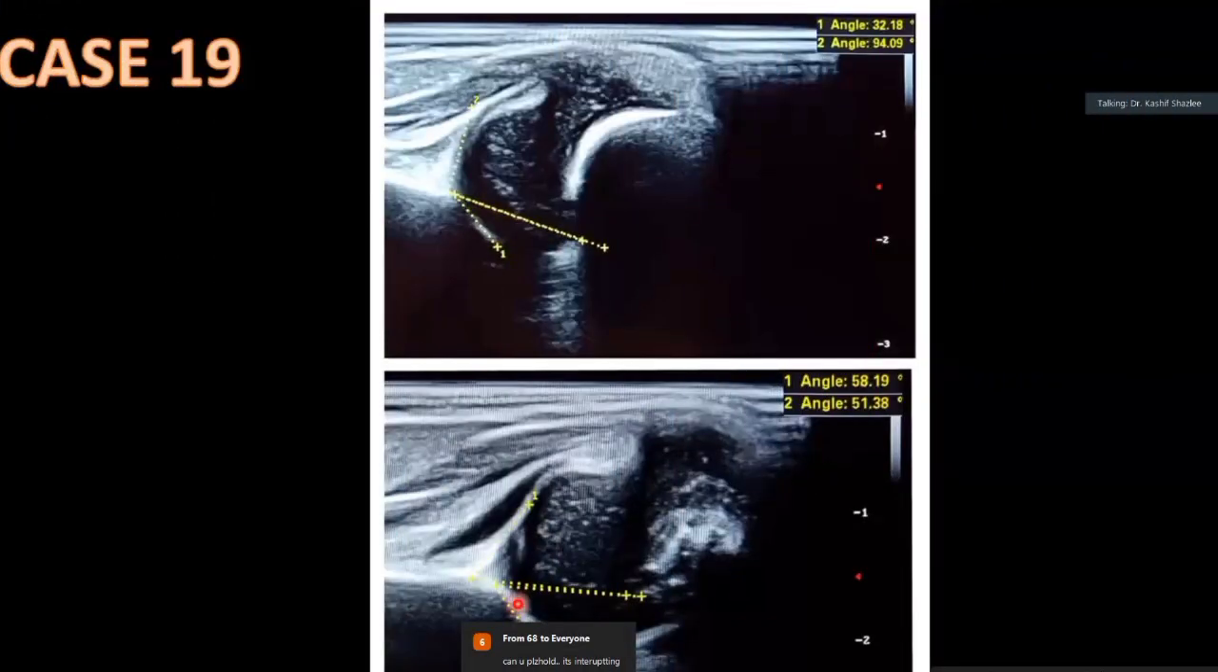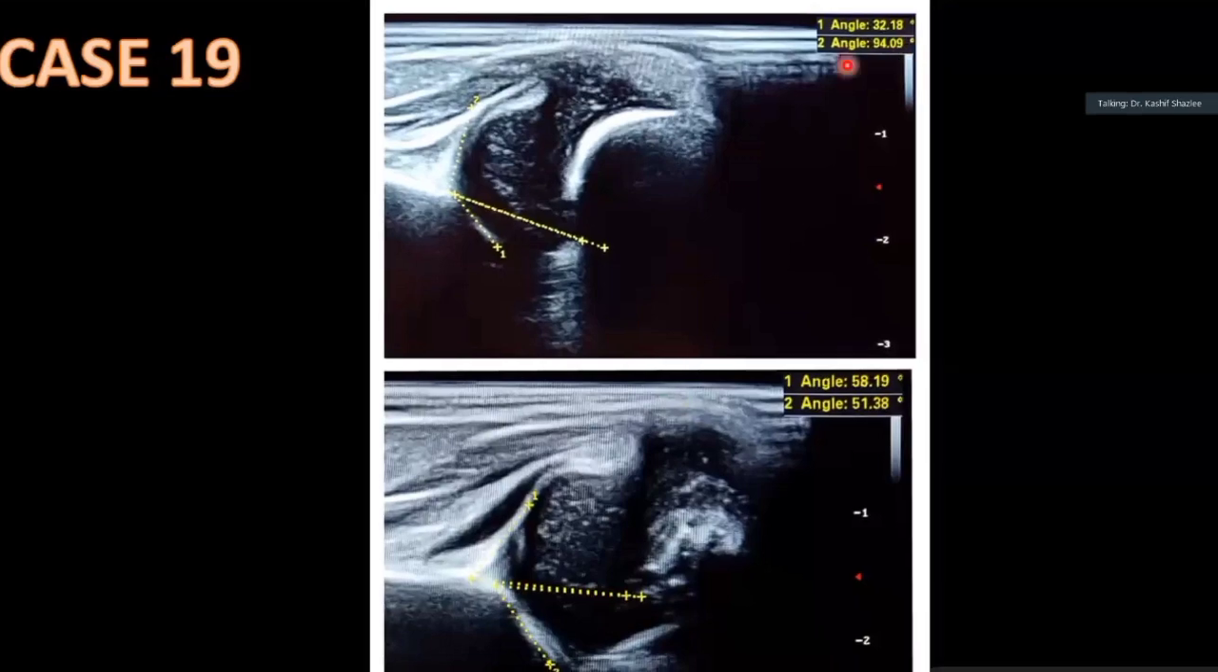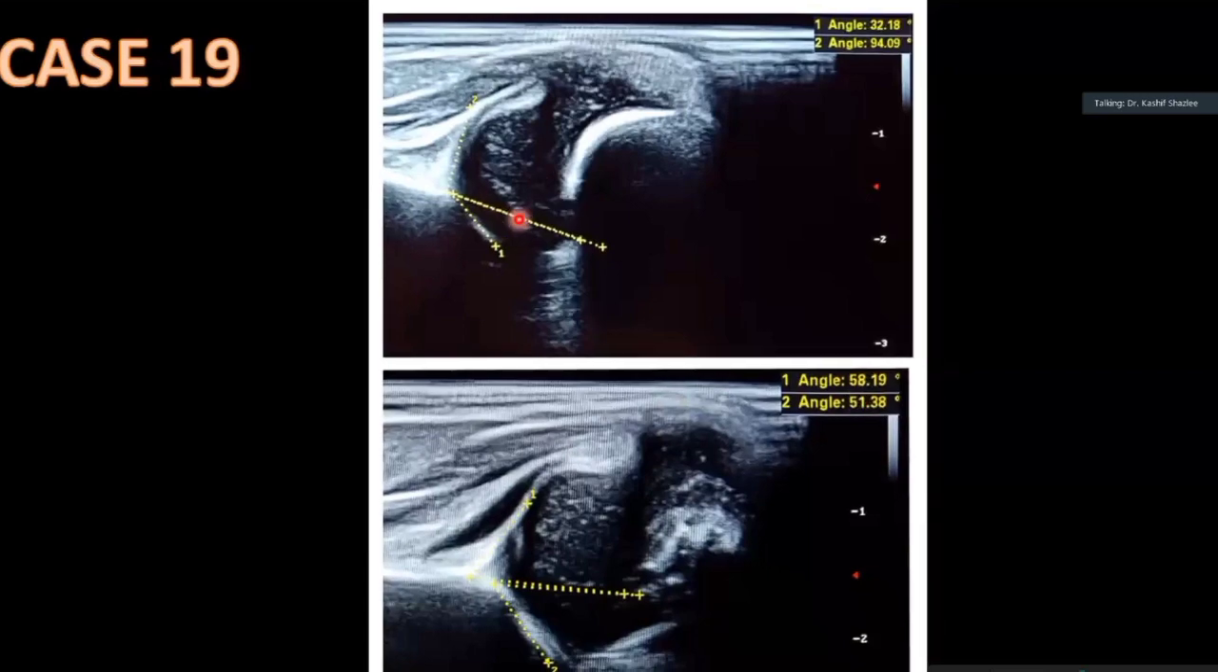The angle nearer to the surface of the probe, this is beta angle. Away from the direction of the probe, this is alpha angle. Both angles are abnormal, 32 and 94. On the other side 58 and 51. So this is definitely abnormal. How much percentage of head of femur is under cover to the labrum? So more than 50% should be covered under acetabulum.